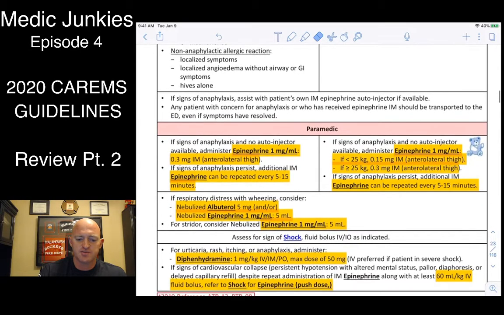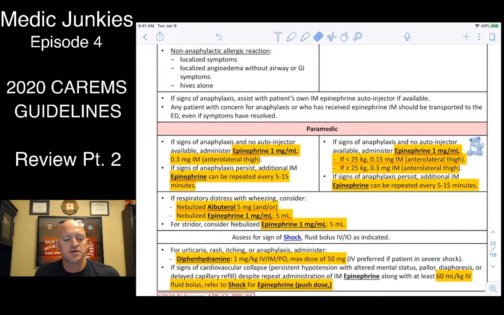So under anaphylaxis, we've got our epinephrine. In these protocols, we used to be so used to seeing epi as either 1 to 1,000 or 1 to 10,000. They don't write it that way anymore. What you'll see here is epinephrine 1 milligram per milliliter. Well, which one is that? Oh, it's 1 to 1,000, right? So it's just written differently, totally the same drug though.